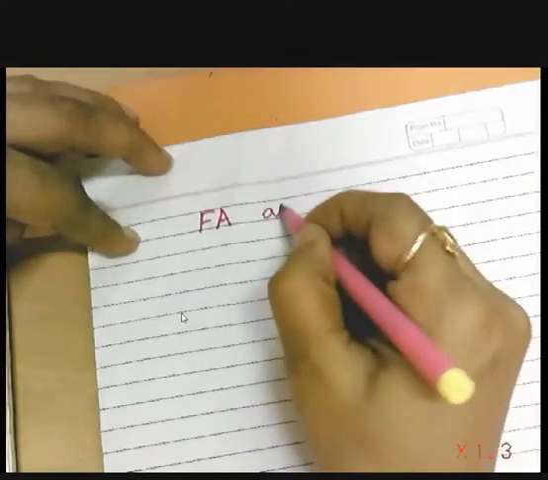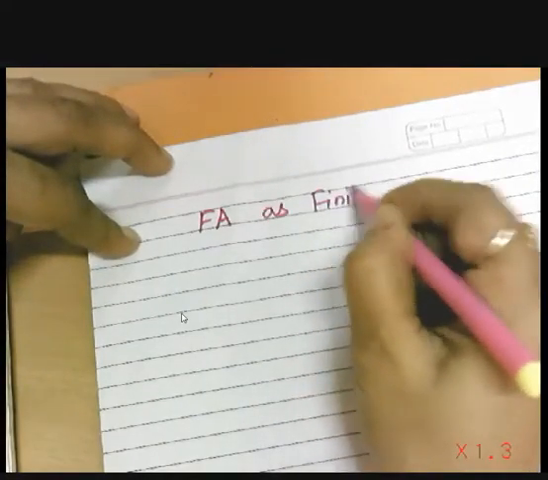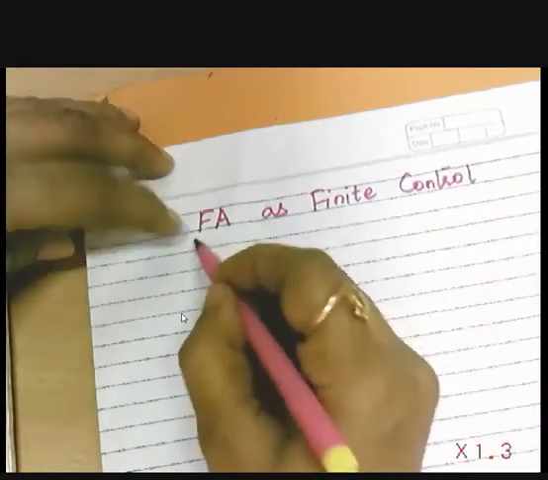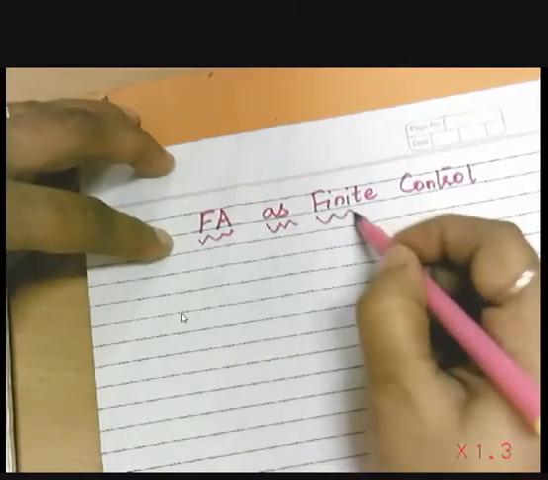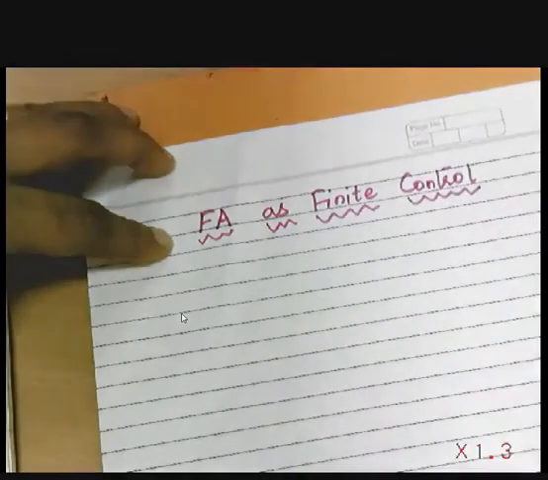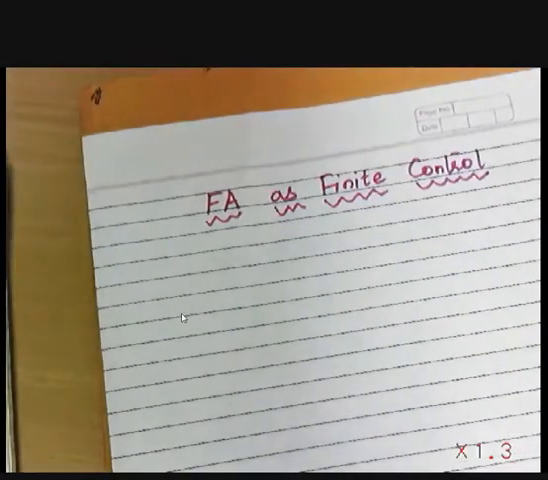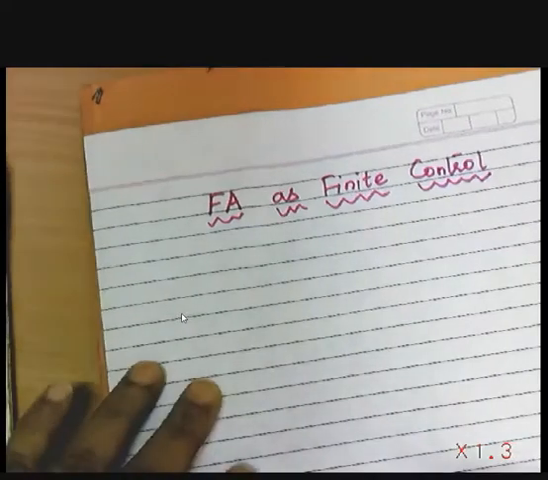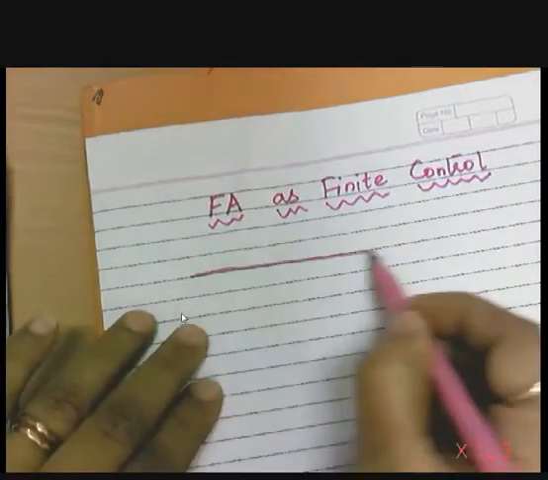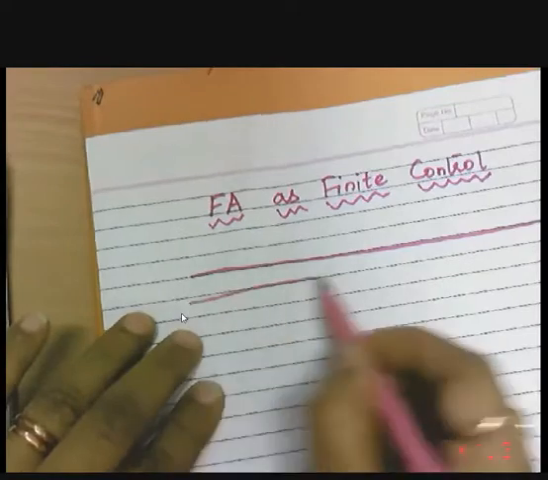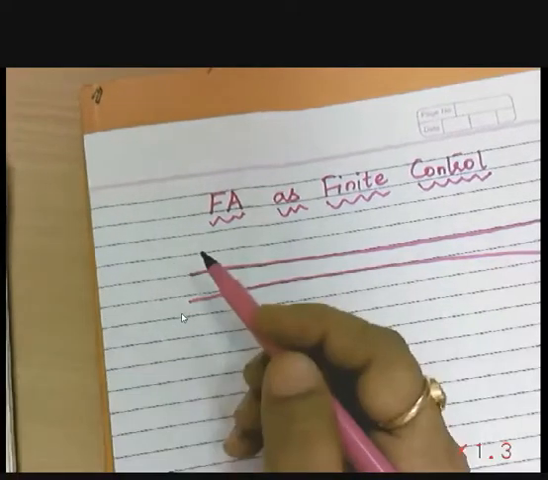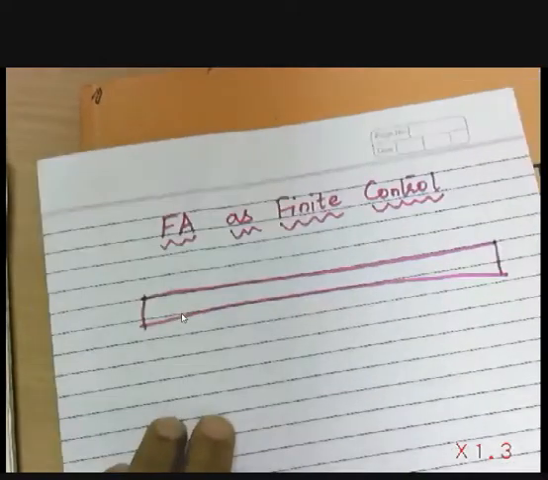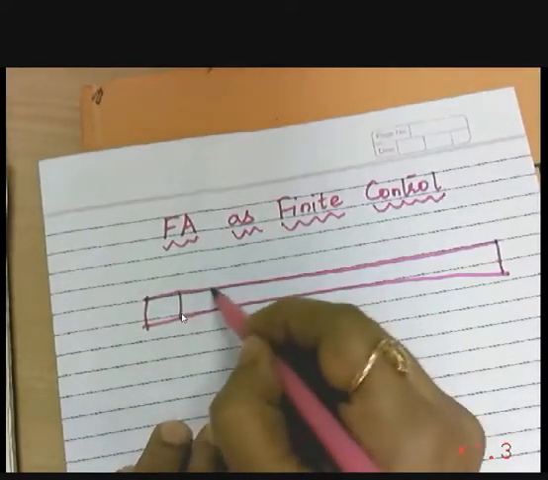as finite control. Now what does this mean? Here we can visualize a finite automata, which is a finite control, visually represented by a tape. And this tape has a number of cells.